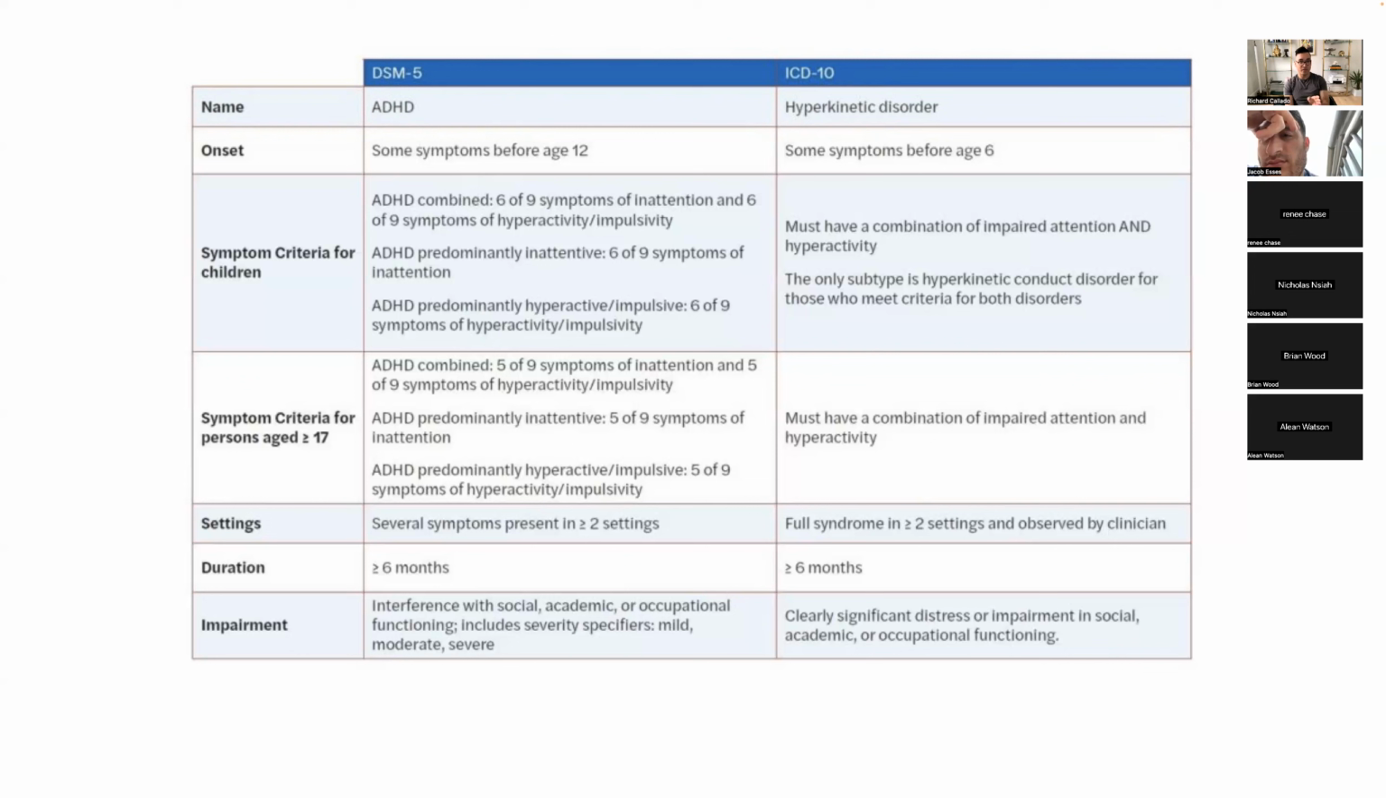So how I remembered was 6 of 9, 6, 9, 6. So 6 symptoms of 9 in 6 months, right? By 12. 6, 9, 6, 12. 6 symptoms of 9 for at least 6 months before age of 12. That's how I remembered it, but that's for kids. For adults, it's 5 symptoms of 9, right?